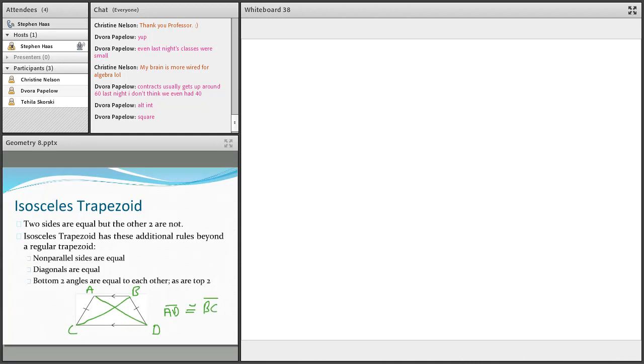And the angles are also equal. Opposite angles or base angles are equal. So this angle C is equal to angle D, and angle A is equal to angle B. Very similar to an isosceles triangle, where the base angles are equal as well.